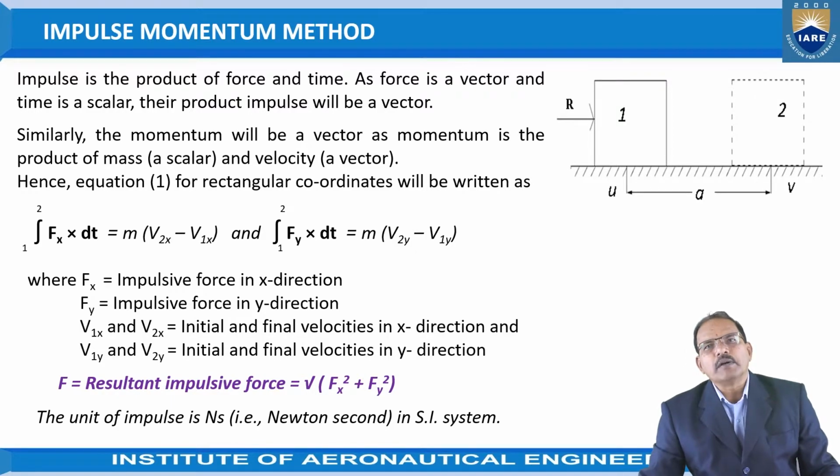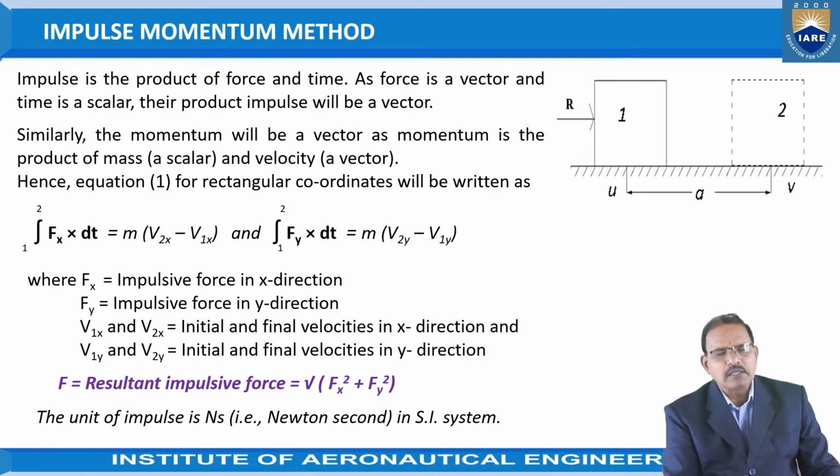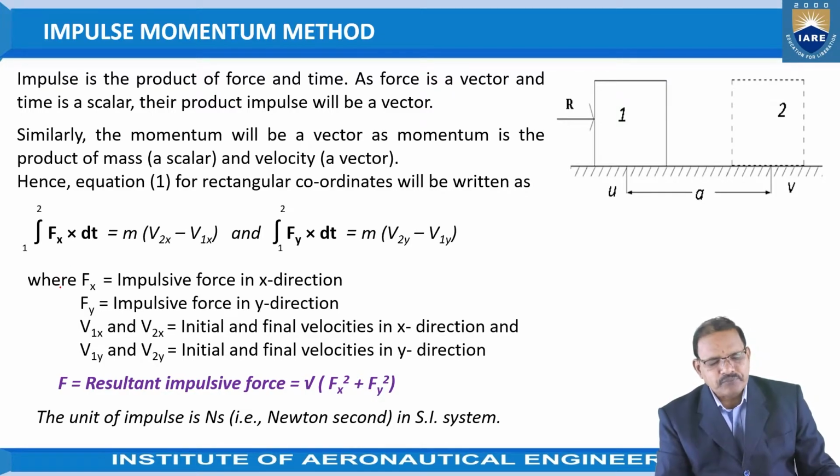Since momentum is a vector quantity, it is a product of mass and velocity. Similarly, impulse is also a vector quantity. It is the product of force and time. So the impulse possessed by the body in the x direction is given by the product of force along the x direction multiplied by the time t, that is Fx dt. It should be equal to the change in momentum along the x direction. It is equal to m into (v2x minus v1x).